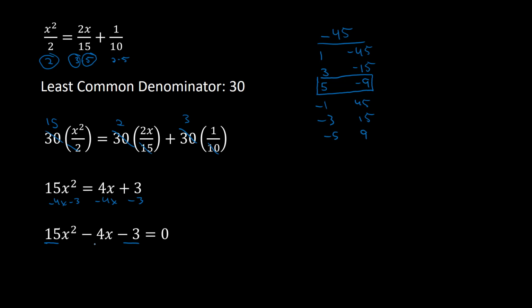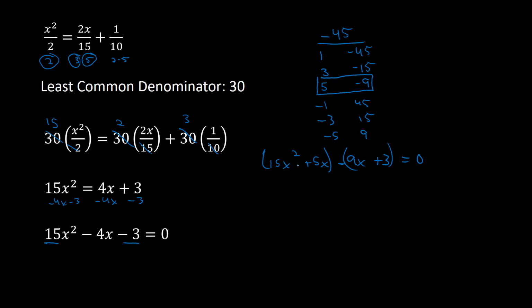So now instead of negative 4x, I replace that with a 5x and a negative 9x. So now I have 15x squared, plus 5x, minus 9x, minus 3. And then I factor by grouping. And by the way, this is equal to 0. Factor by grouping, so I can group this together, and then I'll group these together. But when I group the second one together, remember there's a negative sign, so I need to change this from a negative to a positive.